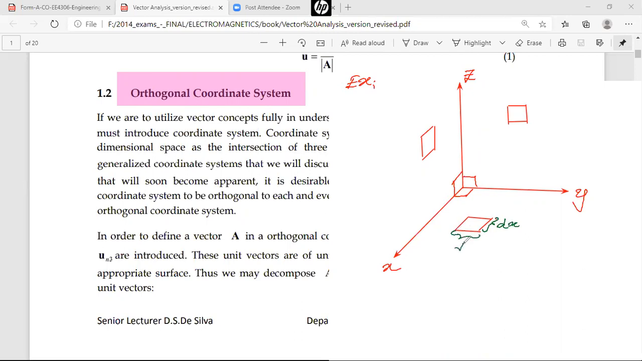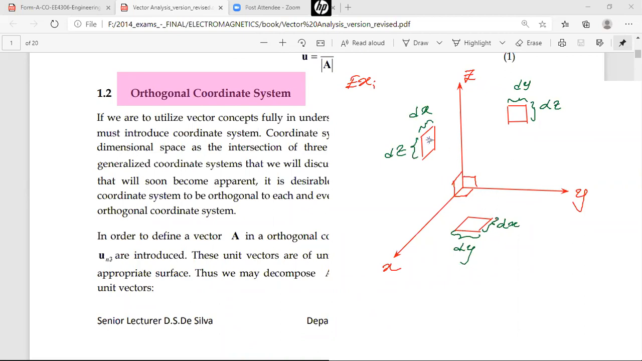This one represents the dy. This one you can represent dy, and this one can represent dz. This differential length you can represent dx, and this differential length you can represent dz. So not only these xyz planes, you can see in here, these surfaces are also orthogonal to each other.